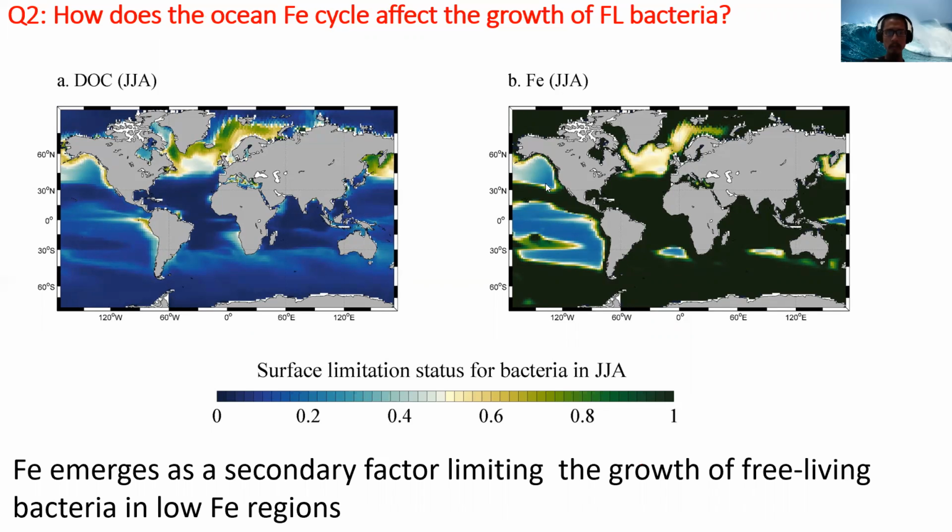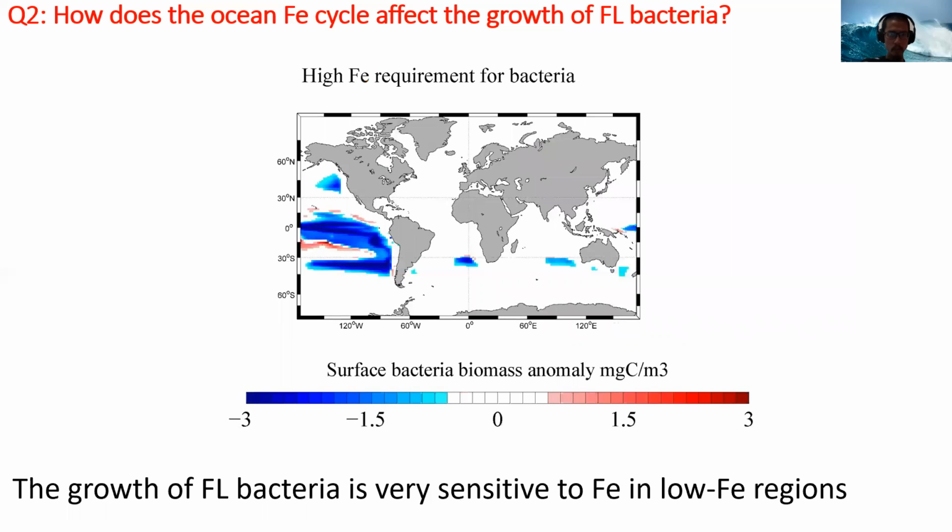But if we look at regions like the Northern Pacific, the tropical Pacific, and the Northern Atlantic, we see that iron can emerge as a secondary factor limiting the growth of free living bacteria as well. And if we have a high iron requirement for bacteria, we're going to see a decrease of bacterial biomass in the tropical ocean, the North Pacific, and some areas in the Southern Ocean. So basically, the growth of free living bacteria is very sensitive to iron in low iron regions.